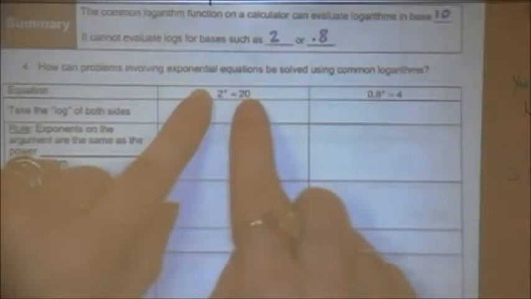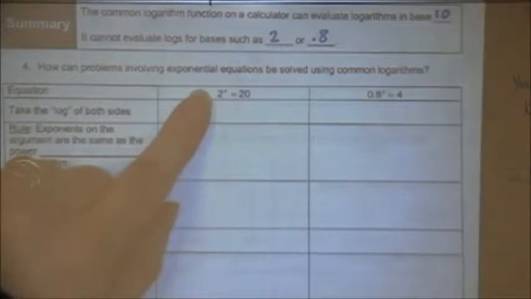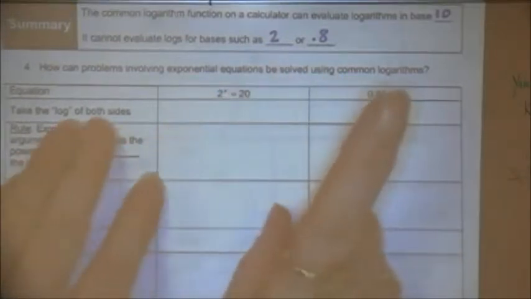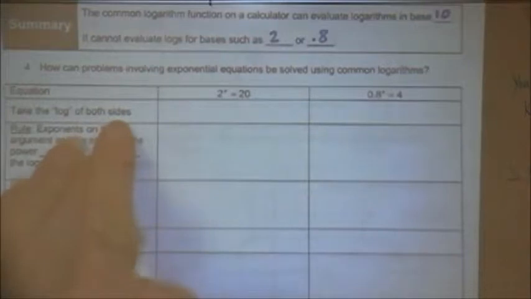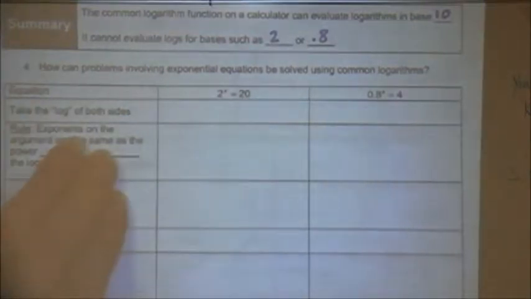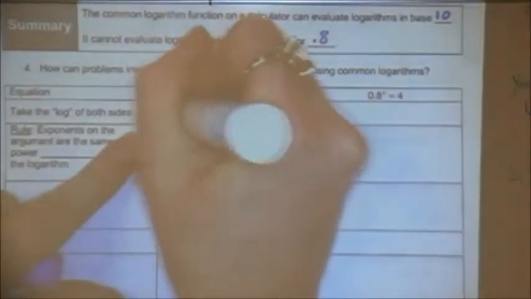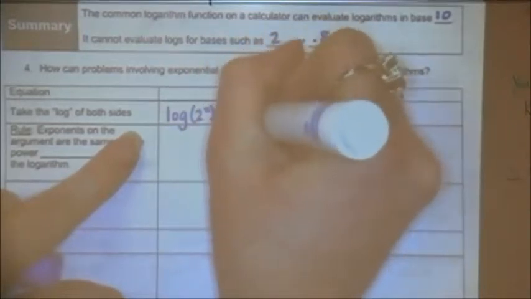Because 2 with an exponent of 4 is 16, and 2 to the exponent of 5 is 32, which means I jump right past 20, right? There's no way for me to rewrite 20 with a base of 2. So instead, the way that you would solve an exponential like this is to take the log of both sides. You are literally going to write the word log on both sides. So I'm going to write log 2 to the x equals log 20.